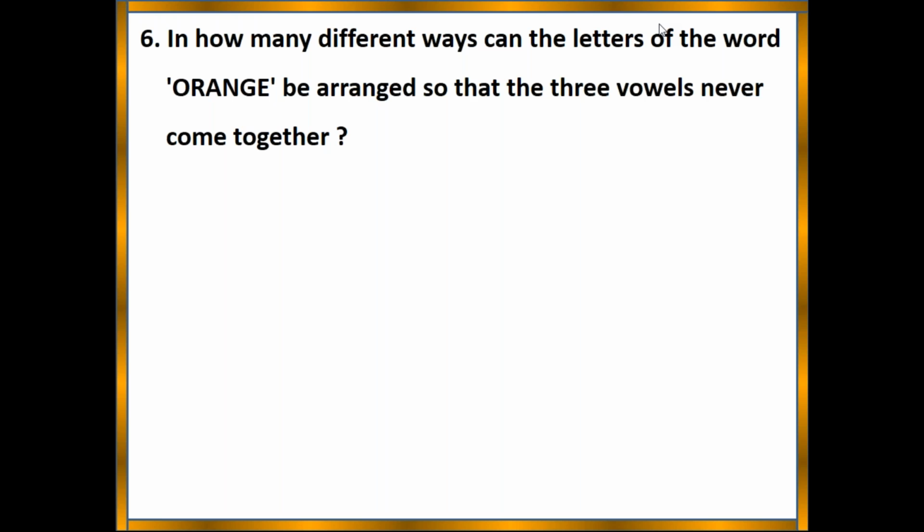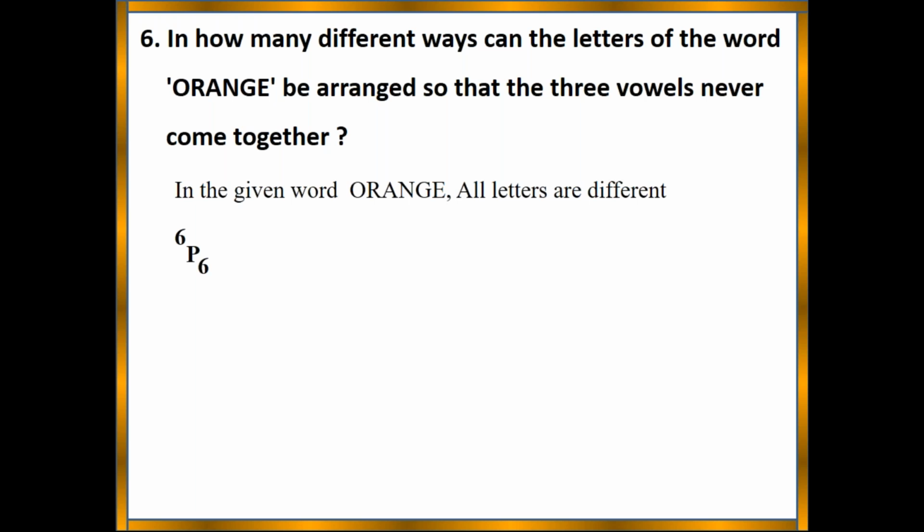First of all, ORANGE: 6 letters are there, all different. The number of words we can form without any condition is 6 factorial, nothing but 720. So out of 720, we need to find how many have the vowels always together. Then we subtract.